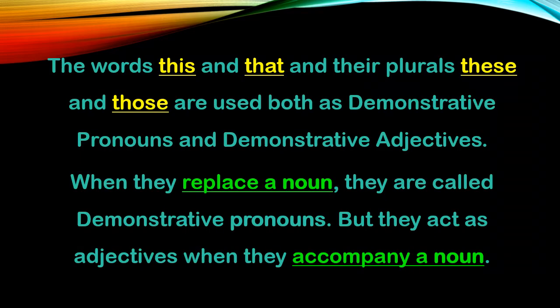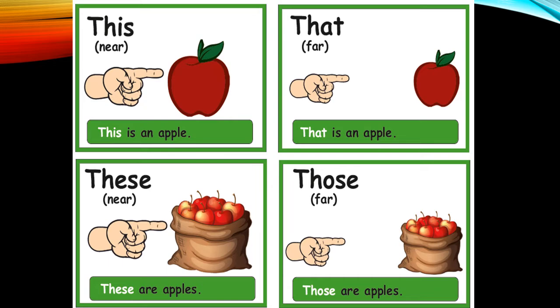So the basic definition says the words this and that and their plurals, these and those, are used both as demonstrative pronouns and demonstrative adjectives. Their uses are different. When they replace a noun, they are called demonstrative pronouns, but they act as an adjective when they accompany a noun. Now look at these examples.